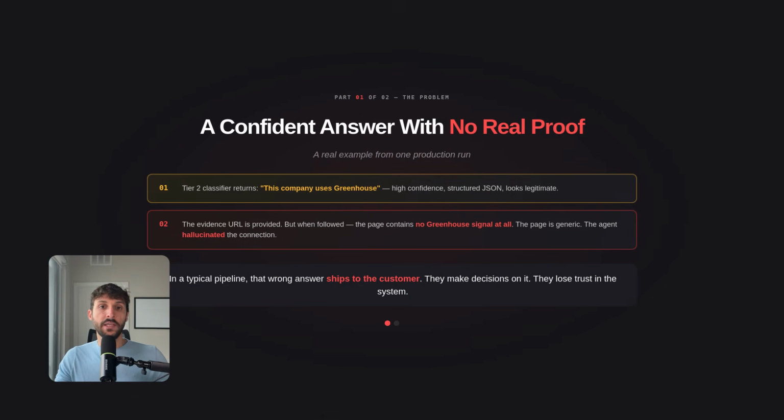On one run, the medium tier classifier returned a confident answer. This company uses Greenhouse. But the evidence field contained a URL that when followed did not actually contain any Greenhouse signal. The page was generic. The agent had hallucinated the connection. In a typical pipeline, that wrong answer ships. It ends up in the customer CSV. They use it to make a decision. The decision is wrong. They lose trust in the system.